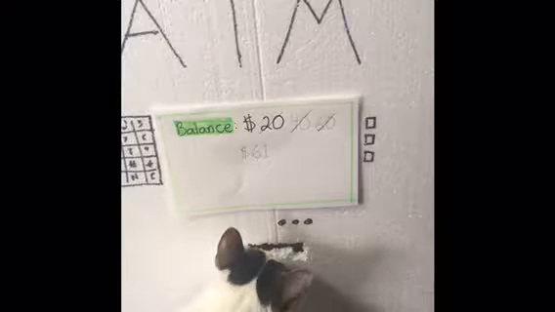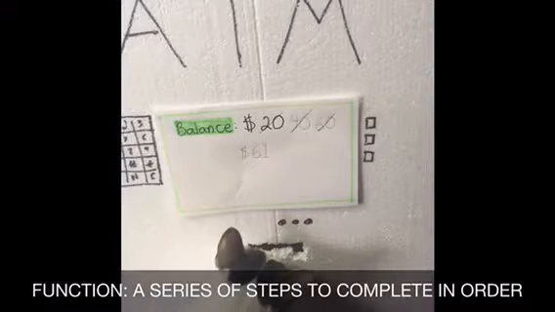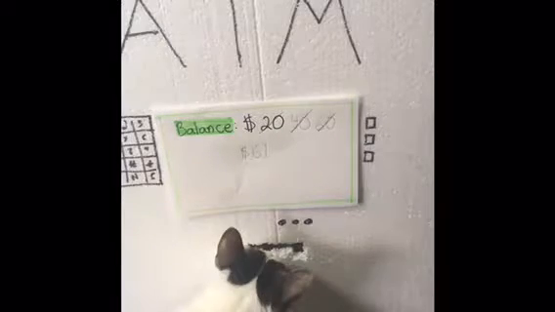Now the operation behind it, telling the computer what to do, is called a function. So that's our next vocabulary word. A function is a series of steps that we can program and tell the computer what to do. In this case, the function would be something like this. Step 1, take the bill in. Step 2, read the bill to see how much it is. Step 3, add it to the balance. Then step 4, display the new balance. So that series of steps would be the function.